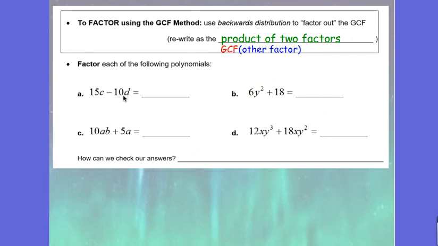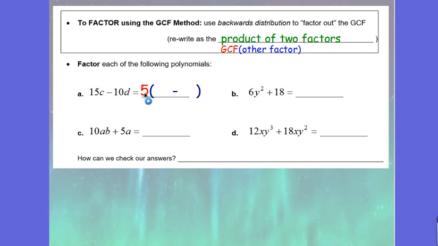So let's practice. It'll make much more sense after we try a few problems. So we are asked to factor each of the following polynomials. 15c minus 10d. So there must have been a monomial that was distributed into both of these terms previously. So to find that monomial, we have to divide or find what number divides into both 10 and 15, and that number is 5. C and D are different variables, so there is no common variable GCF.